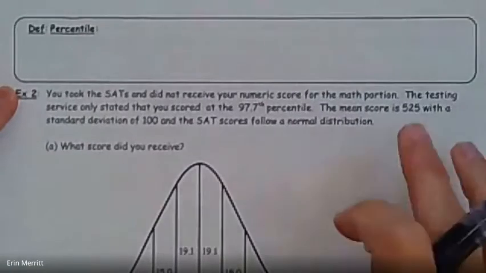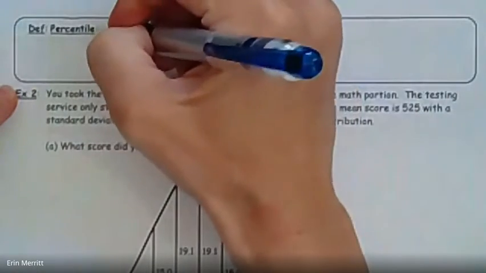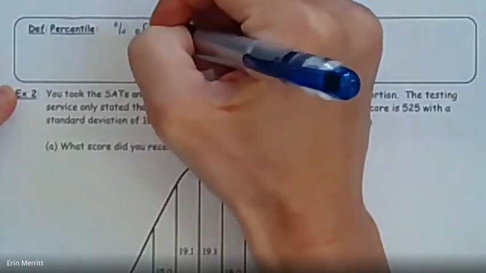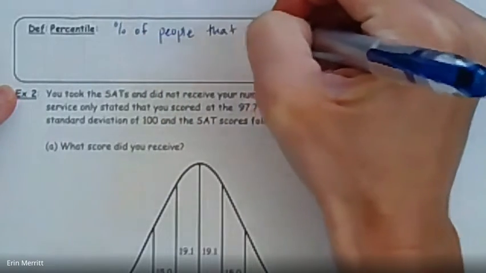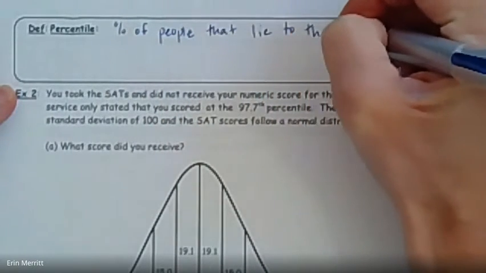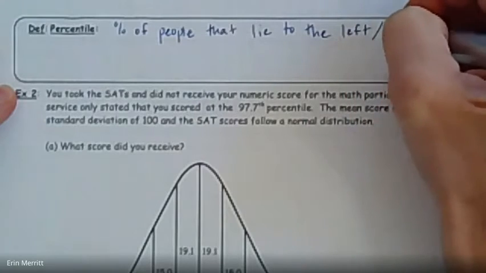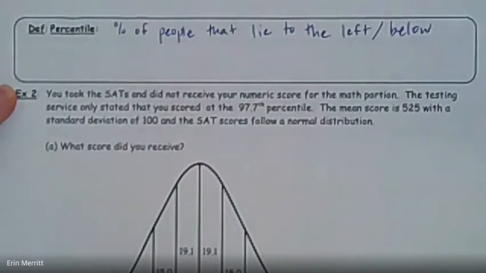Of percentile, right, is the percent of people that lie to the left or below. So I'm going to kind of say it both ways, left or below, right, of that value.